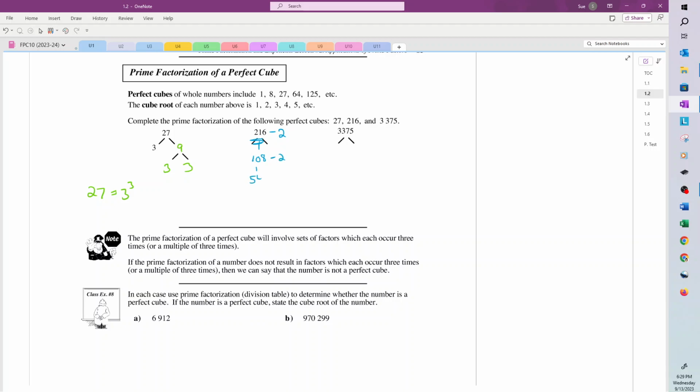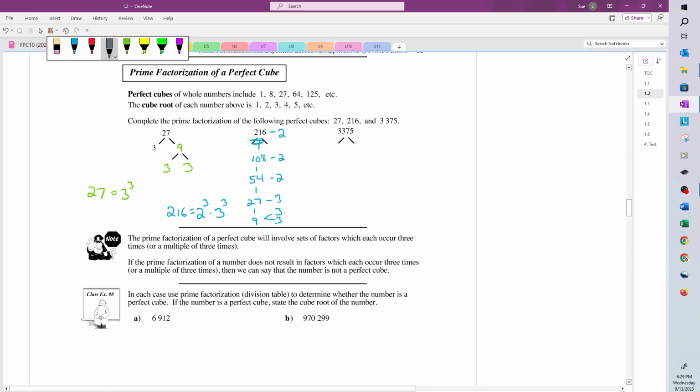108 divided by 2 is 54. I divide that by 2, I get 27. And 27 divided by 3 is 9, and 9 is 3 times 3. So I can see that 216 equals 2 cubed times 3 cubed.